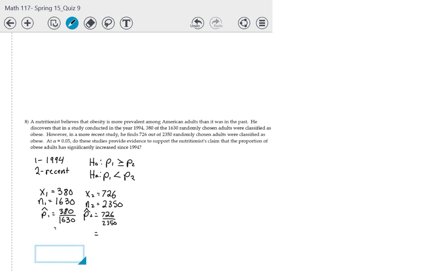Okay, so the next thing that we're going to need is this p bar. Remember this p bar? This was x1 plus x2 divided by n1 plus n2. It was kind of like an averaging of the different proportions in some sense. So this is going to be 380 plus 726 divided by 1630 plus 2350. Okay, so now we're ready to calculate these numbers.